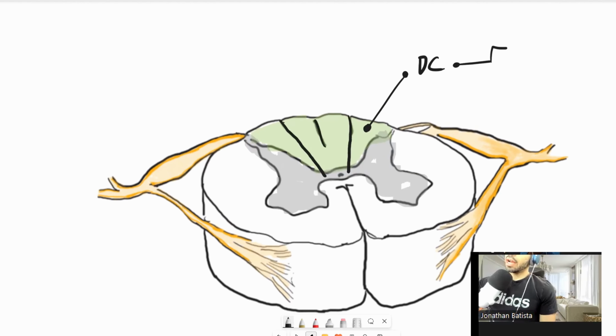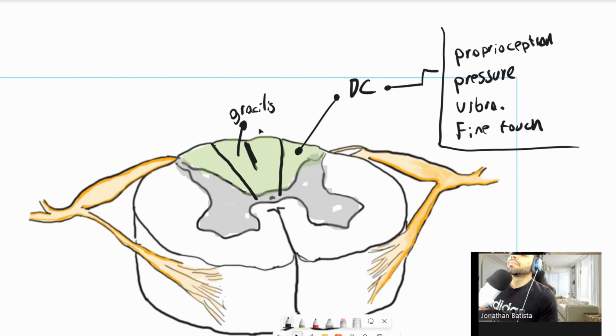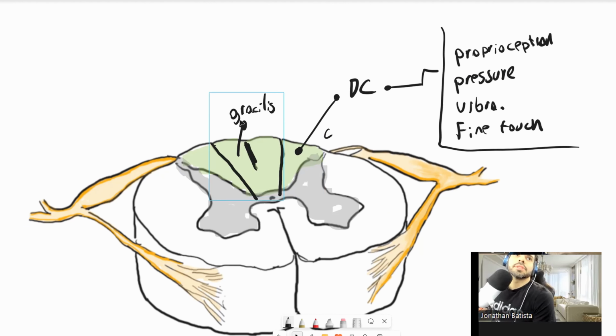Here in the middle, you'll have the gracilis. So the gracilis, think lower extremities. And the trunk and above, think cuneatus, right? Remember, we used the reference of T1. T1 is the reference point. So that's the dorsal column.